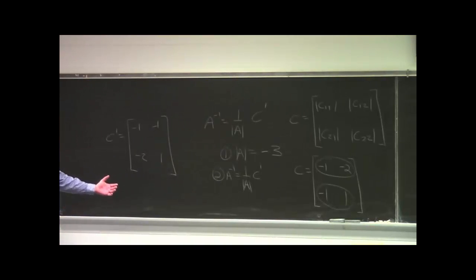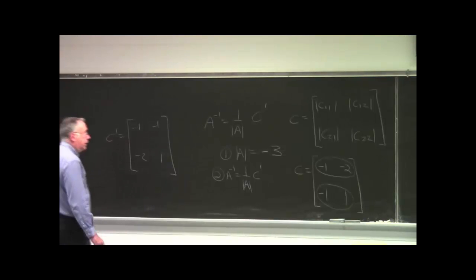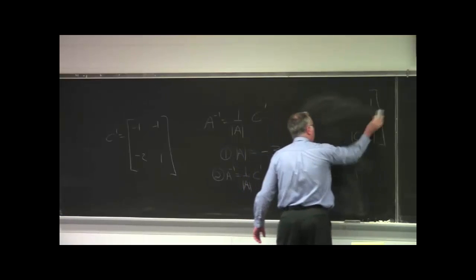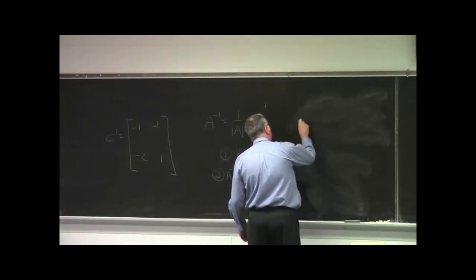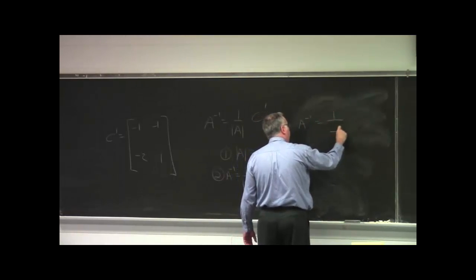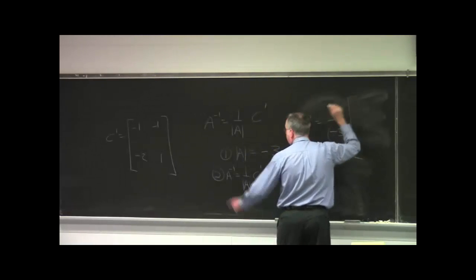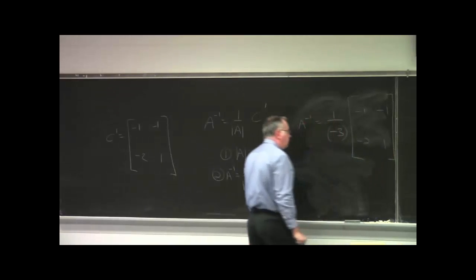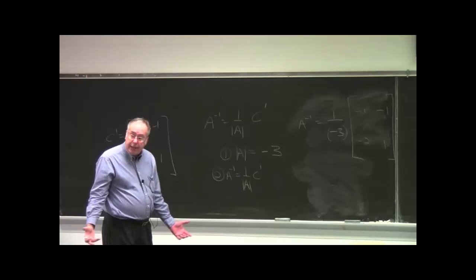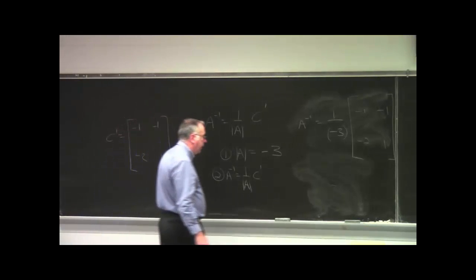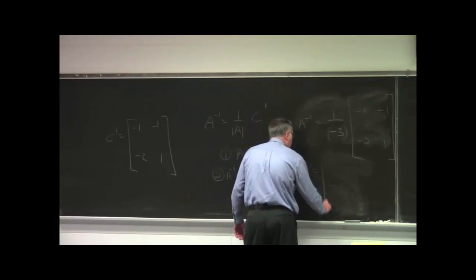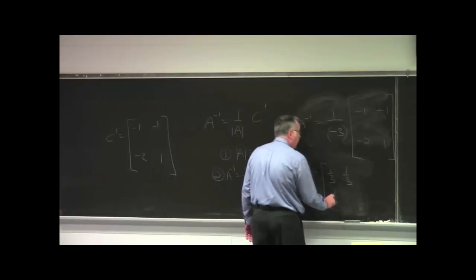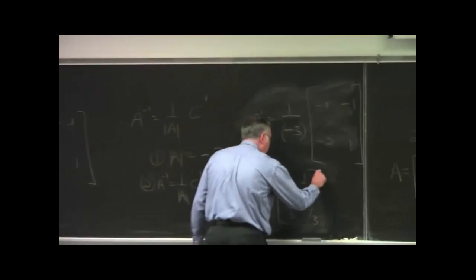So it's 1 over -3 times C transpose. So A inverse is just this: one over -3, I'll just put that in parentheses, times this C transpose, which we found. If I multiply, this is scalar multiplication. So if I multiply each of these elements by -1/3, I could just write A inverse this way. It's 1/3, 1/3, 2/3, and -1/3. Okay.